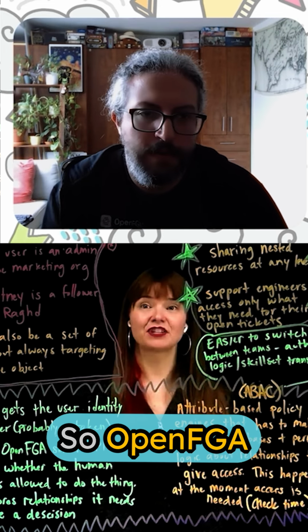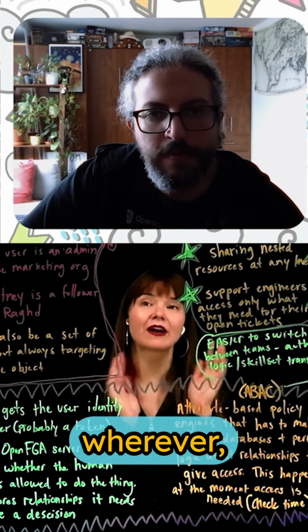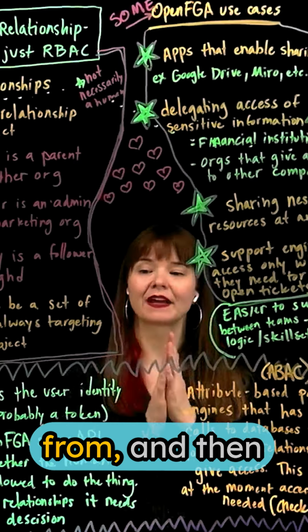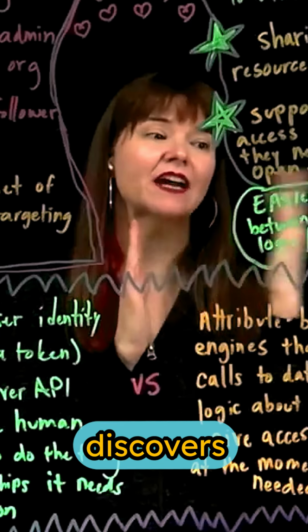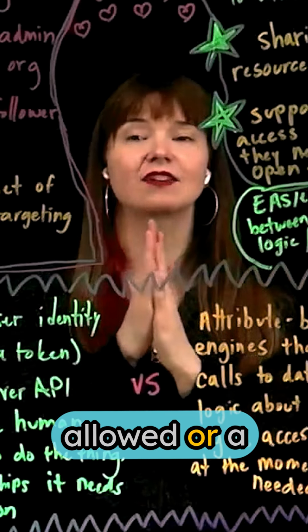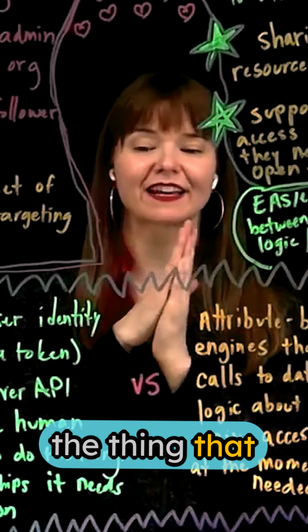So OpenFGA gets the user identity from wherever, doesn't care about where that comes from, and then it calls the OpenFGA server API. At that time, it discovers whether or not the human or process is allowed to do the thing that it's asking to do.